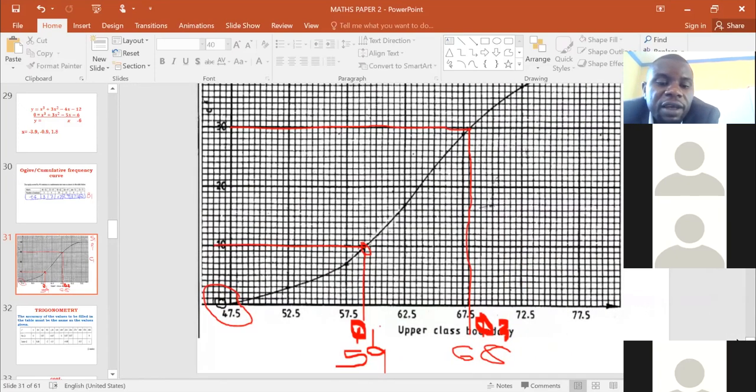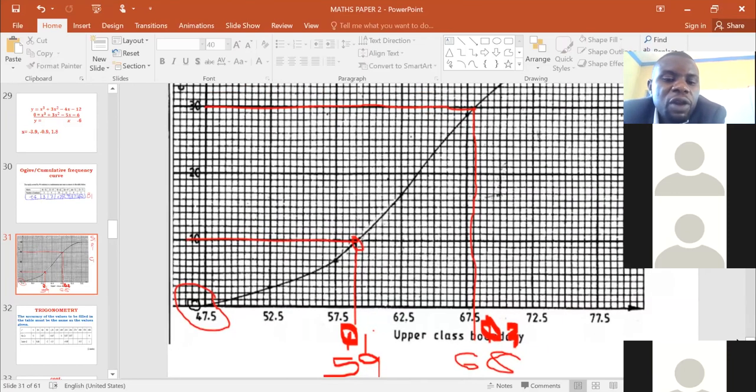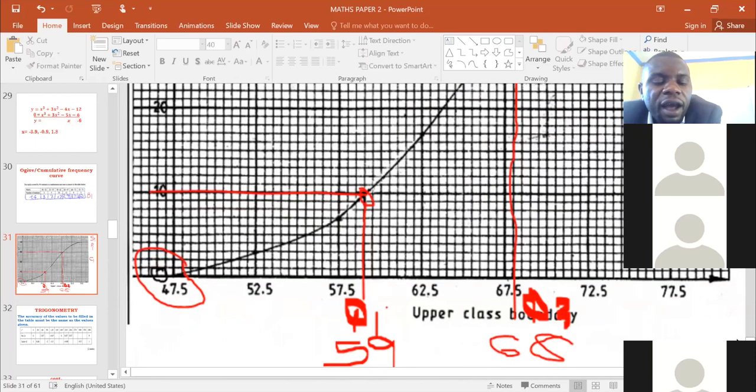So again, when you come to the reading, finding the quartile deviation, that means that you have to find the upper quartile and the lower quartile. So the scale that we use there will also guide us in the interpretation. Like you can see that between 52.5 and 57.5, I've got 10 small squares. That means that for each small square, it will be 5 divided by 10, which is 0.5.